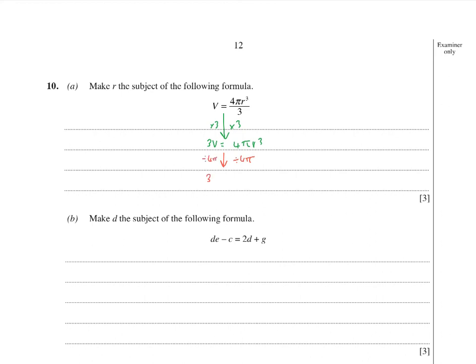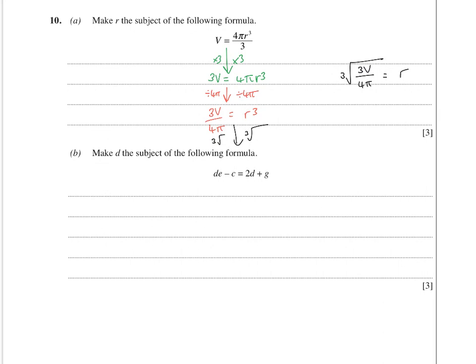So I'm going to get 3v over 4 pi is equal to r cubed. And then the very final bit I'm going to do is take the cube root of the other side. So we're going to get the cube root of 3v over 4 pi is equal to r. Basically what I've done is taken the cube root of each side, and what that does is cancel that guy there and there. Cube root, sorry.